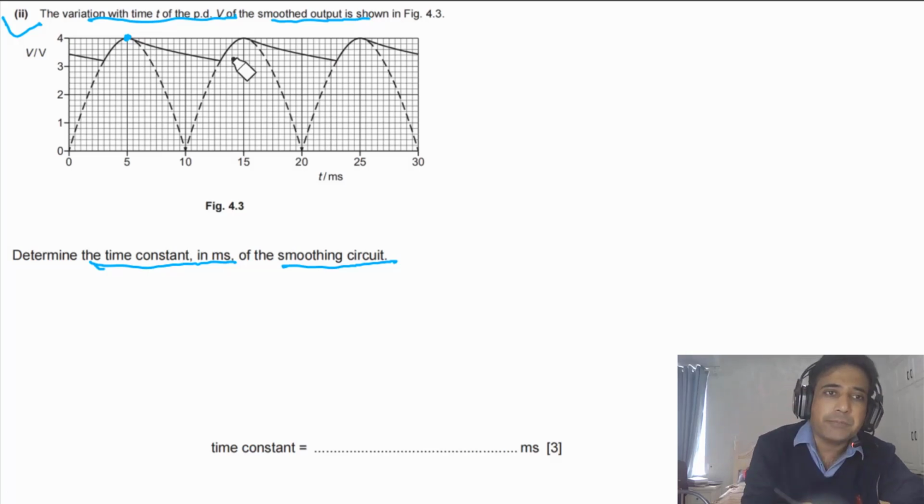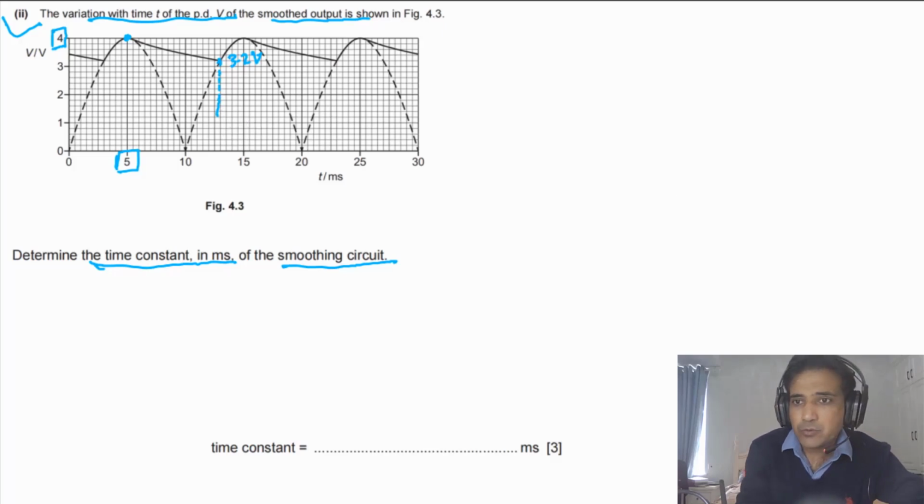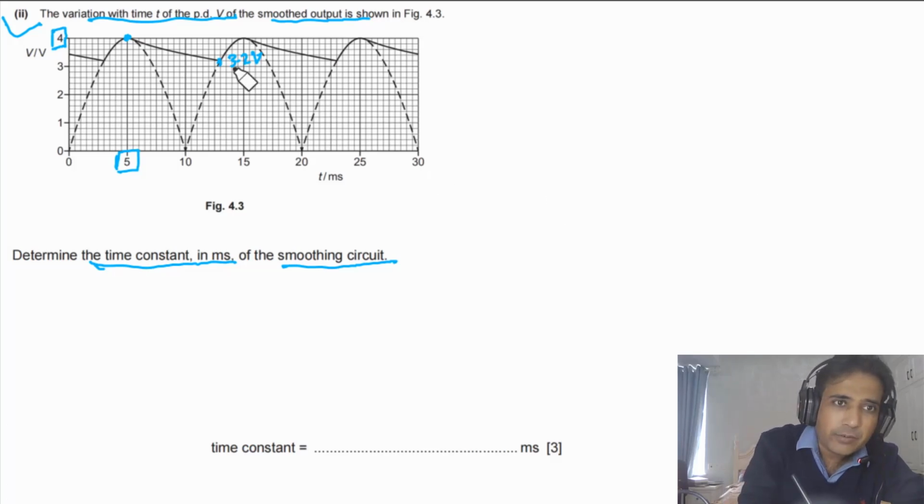So at this point, the value of PD we have is 4 volts, and time is 5 milliseconds. At this point, the value of PD is 3.2 volts, and the value of time we can find out from here. So here is the value of time, this is 13 milliseconds. So we can find out the discharging time from this point to this point.